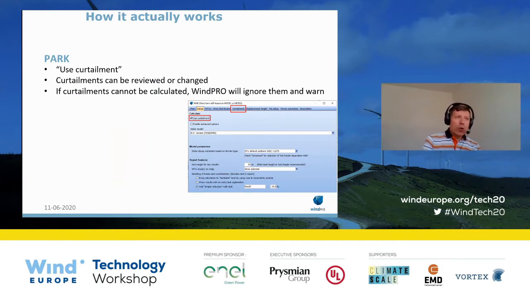windPRO will also warn you in case some of the signals may be missing, or for any reason some curtailments cannot be calculated. The calculation will run anyway, and basically those specific curtailments will not be taken into account, will be ignored, but you'll receive a warning on that matter.